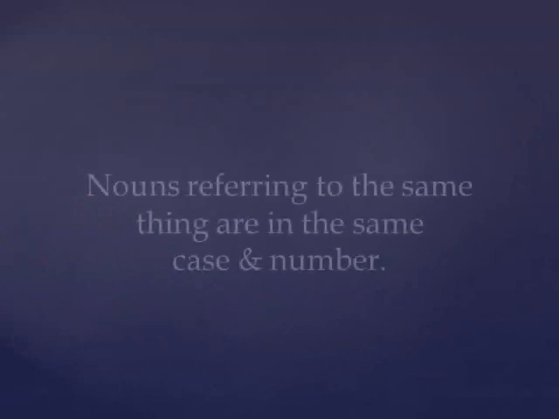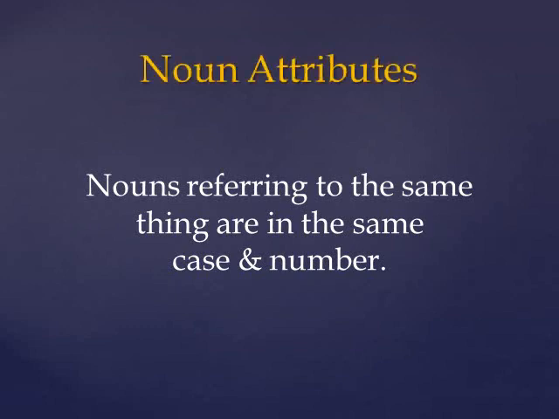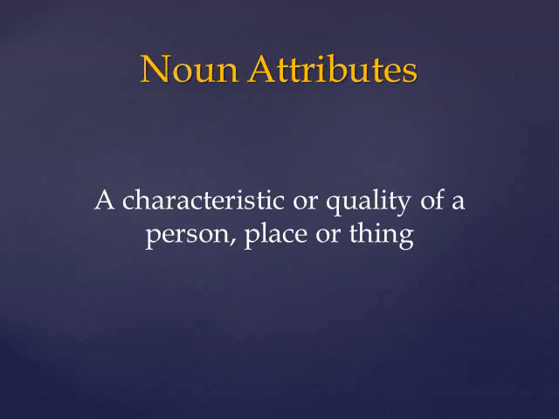Now, there's a general rule in Pali, and that is, nouns referring to the same thing are in the same case and number. And we saw that in the last video, which covered adjectives. Adjectives are one type of noun attribute, and in this video we're going to look at the other types of noun attributes. So, what is a noun attribute? Well, it's any characteristic or quality which is added to a substantive noun. They are ways of adding more information about people, places and things.